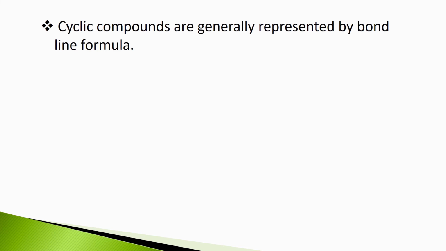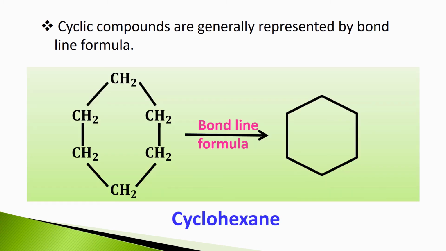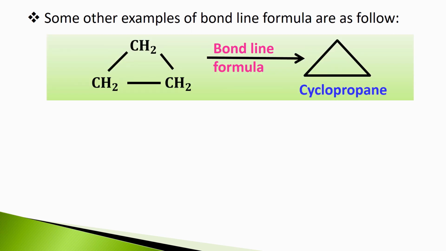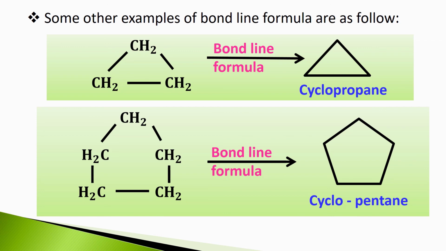Cyclic compounds are generally represented by bond line formula. Some examples of cyclic compounds are as follows. Here we see the bond line formula of cyclohexane. Some other examples of bond line formula are as follows. In the first example we see the bond line formula of cyclopropane, and in the second example, we see the bond line formula of cyclopentane.